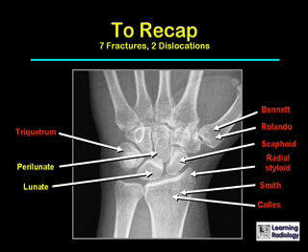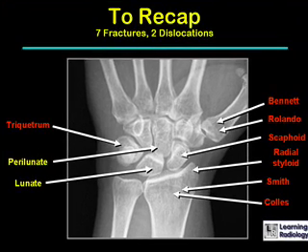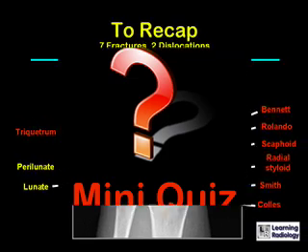To recap, we've discussed 7 fractures and 2 dislocations around the wrist: triquetral, Bennett, Rolando, scaphoid, radial styloid, Smith, and Colles fractures, and perilunate and lunate dislocations.